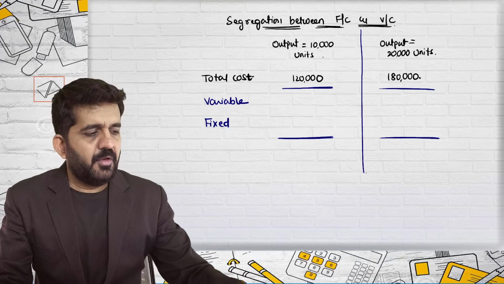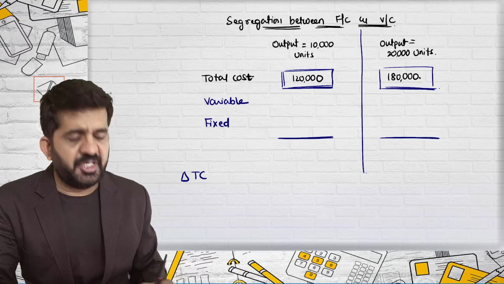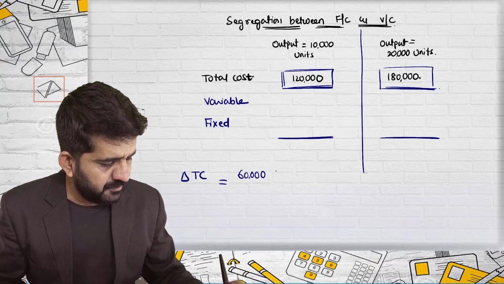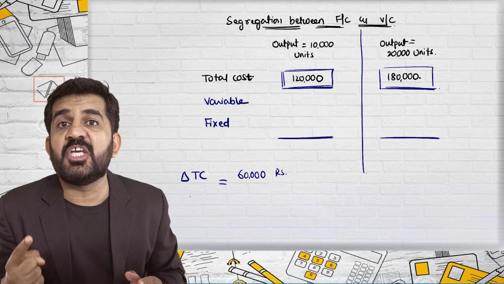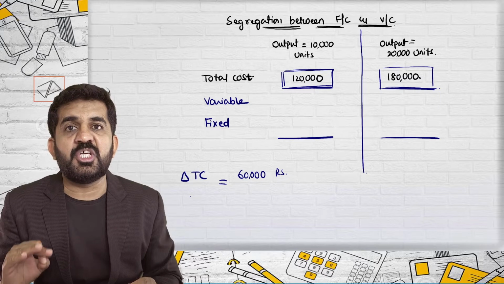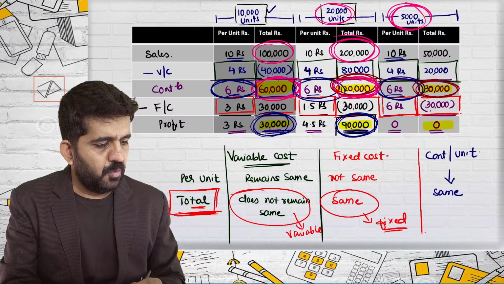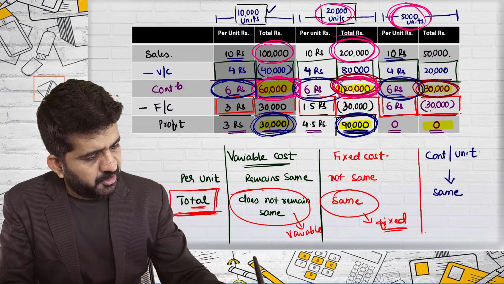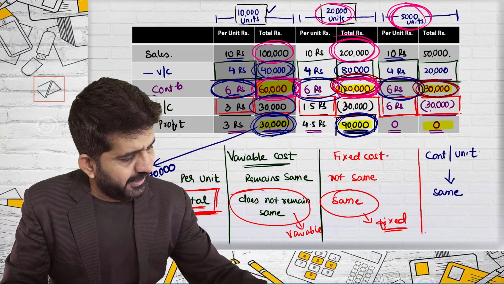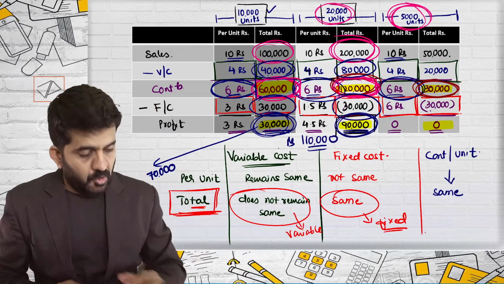Let me solve it. First, what is the change in total cost? 1,80,000 minus 1,20,000 is 60,000. Whenever there is a change in total cost, the change is always because of variable cost. Let me prove it. What is total cost over here? 40 plus 30, that is 70. What is total cost over here? 80 and 30, so it is 1,10,000. What is the difference? 40,000.